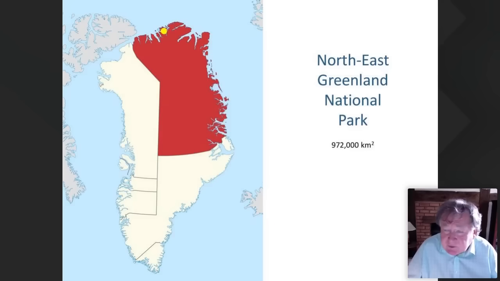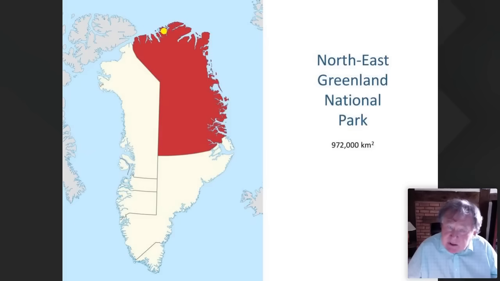Difficult to envisage, of course, what 970,000 square kilometers looks like. But if I was to tell you that red area is equivalent to the area of France, plus Germany, plus the Netherlands, plus Belgium, that gives you a feel for the scale of the Northeast Greenland National Park.